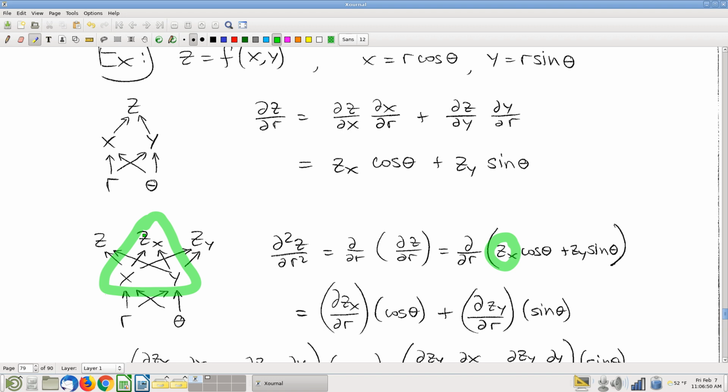And having recognized that Z_X is a function of X and Y, it now leaps off the page how I take the partial of that Z_X with respect to R. I've got a chain rule problem. I've got various paths of propagation, right? I've got X as an intermediate variable and Y as an intermediate variable. And I'm just going to write down the chain rule as it applies to that composition.